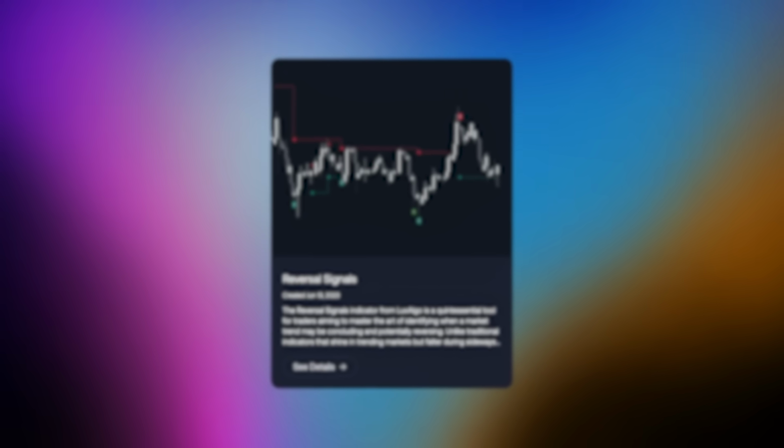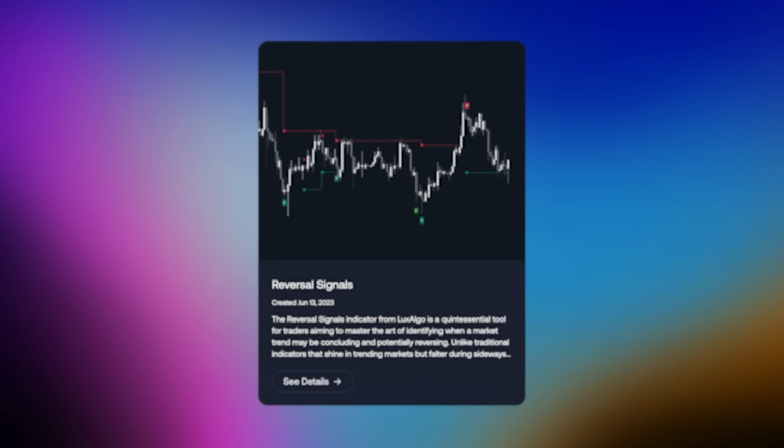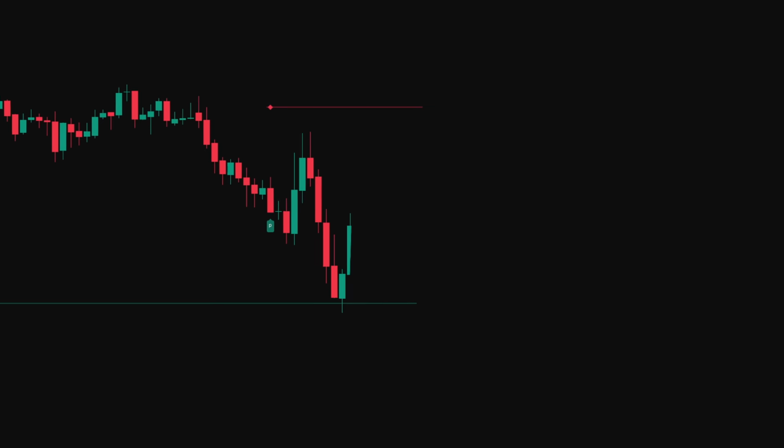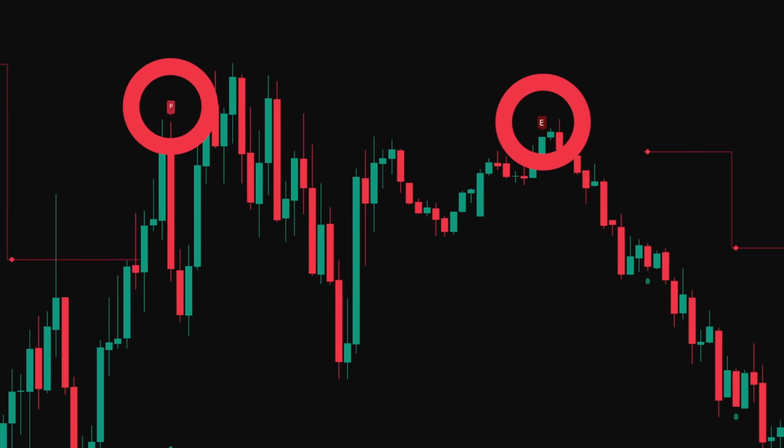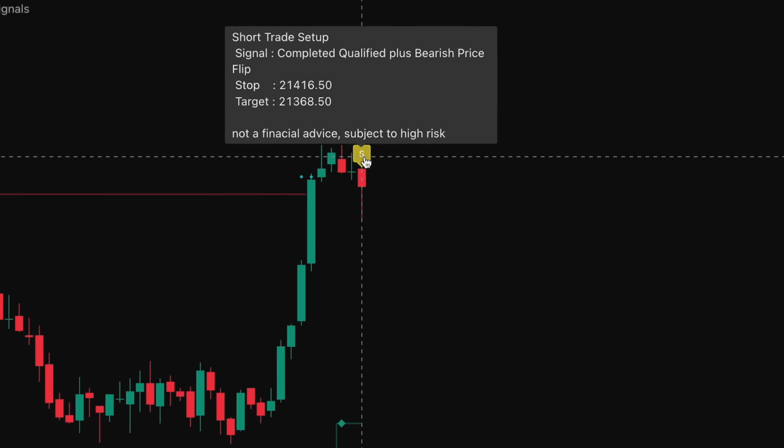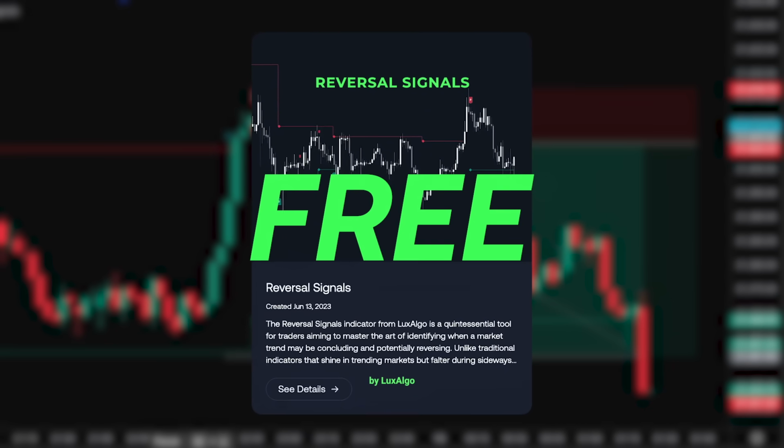Today, we're unveiling a tool that does just that. It's called the Reversal Signals Indicator. It detects support and resistance, different phases of a reversal, and complete reversal setups. And yes, it's free. Let's get into it.